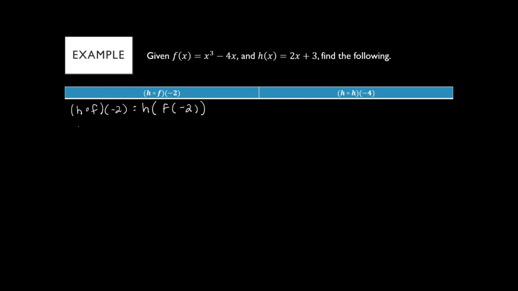So we're taking x, we're going to plug it into F, and then that output is going to go into H. So we've got -2 going in for x, and so that will give us F of -2, which will give us some number, and then that number will get plugged into H. And that output will be our answer.